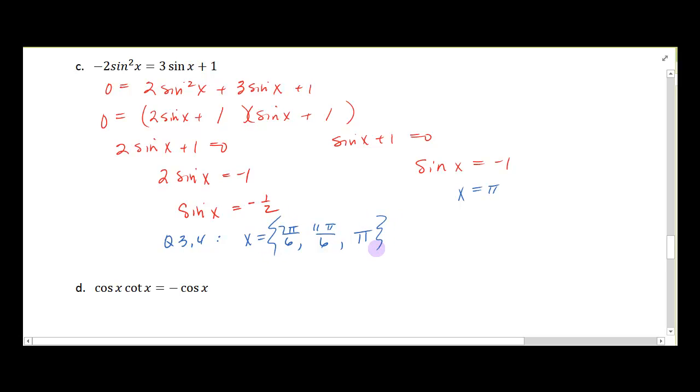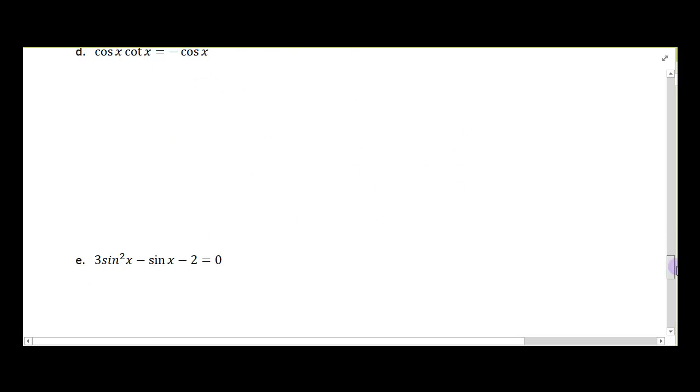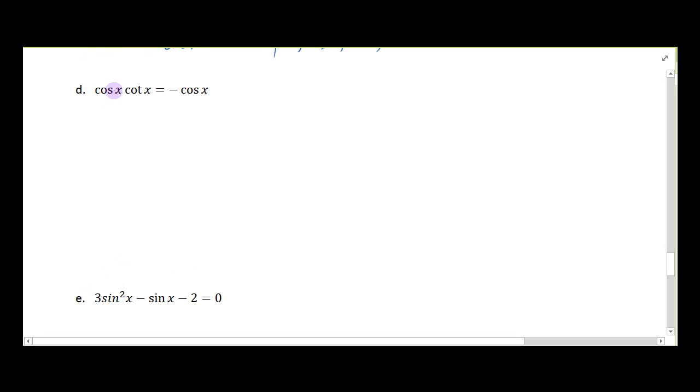Now, let's look at another one together. This one is kind of tricky. This one says the cosine of x times the cotangent of x is equal to negative cosine x. Let me show you the right way to do this, and then I'll show you what happens if you fall for the trick here.